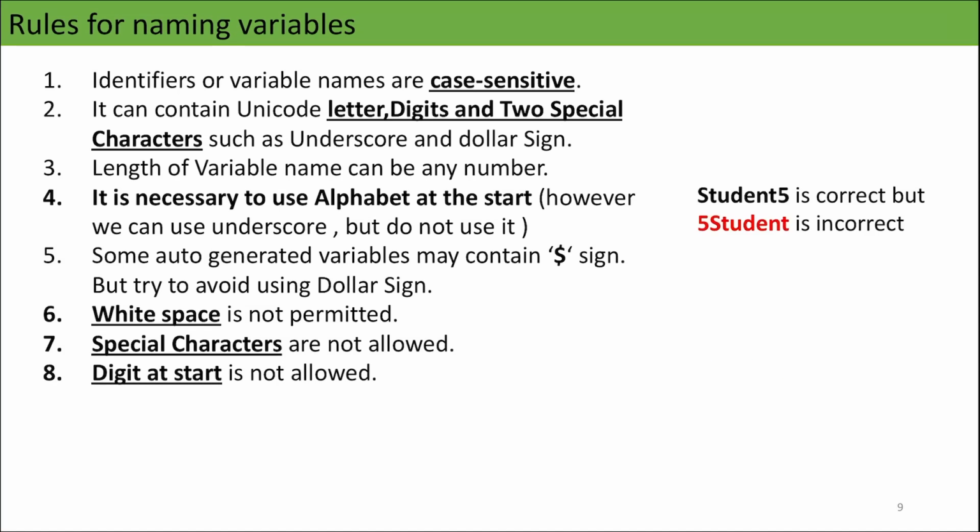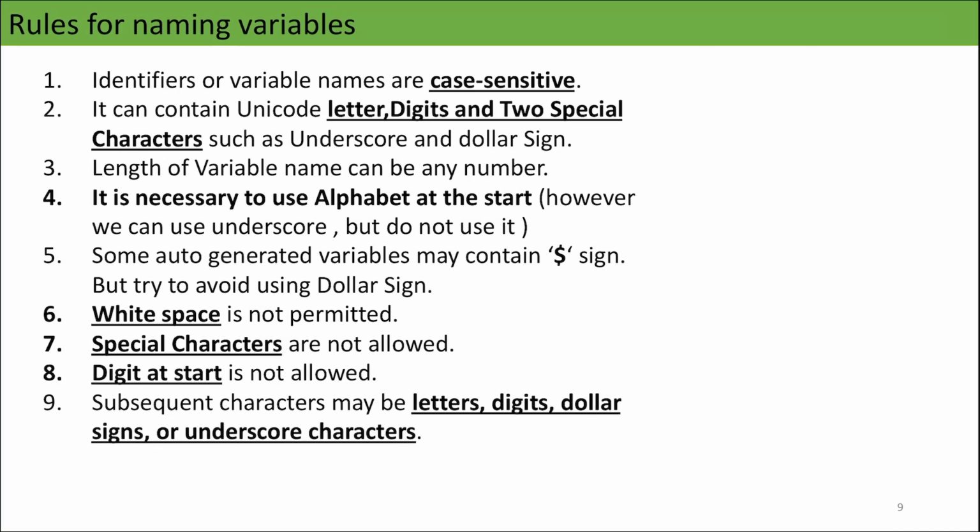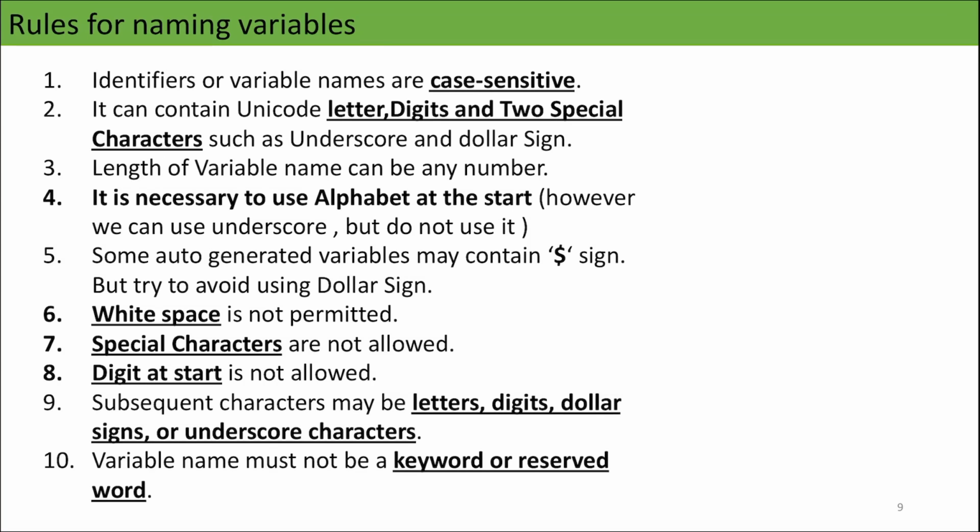Digit at start. This is again related to this example. We cannot start with a number. We have to start with alphabet. And the rest of your variable name can include letters, digits, dollar sign, or underscore. This is fine. You can, but again, none of those special characters.